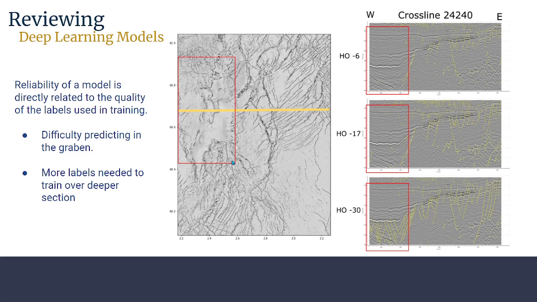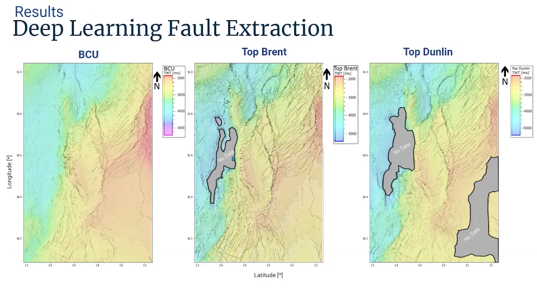The deep learning model was then applied to the entire survey, and the fault volume produced was sliced along the 3 horizons used in this study. This is the result of the deep learning fault extraction. Here, the deep learning extracted fault volume was sliced along the base Cretaceous unconformity, the top Brent horizon, and the top Dunlin horizon. These maps are colored by depth and two-way time, and note that these scales correspond to each map. Faults appear as black lines, and areas with no data correspond to areas where the horizon exceeded the depth of the seismic data used for this study.